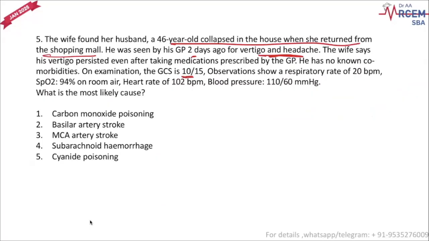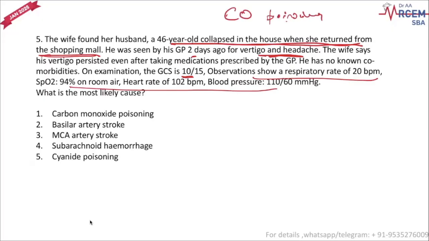Observation shows a respiratory rate of 20, 94, grossly looks normal, the vital parameters that we are having here. So what are we thinking? Someone who has collapsed at home, we have various differential diagnoses, including carbon monoxide poisoning. Something is burning in the house, someone has collapsed in the house, is a very common thing that we'll be having.